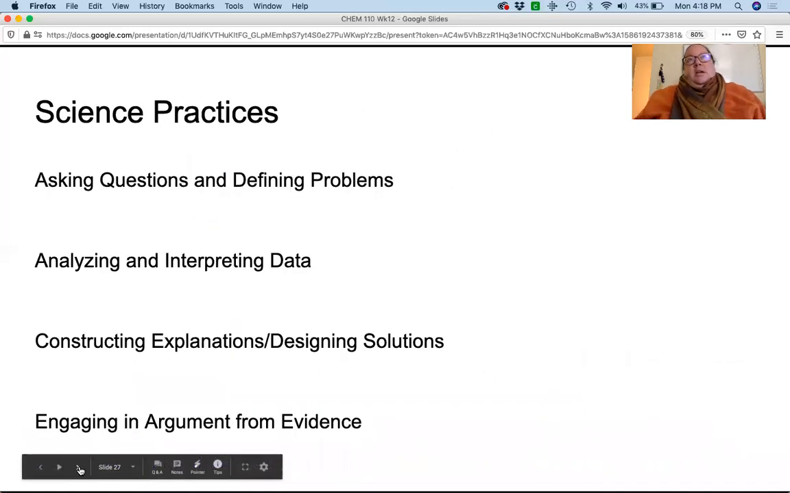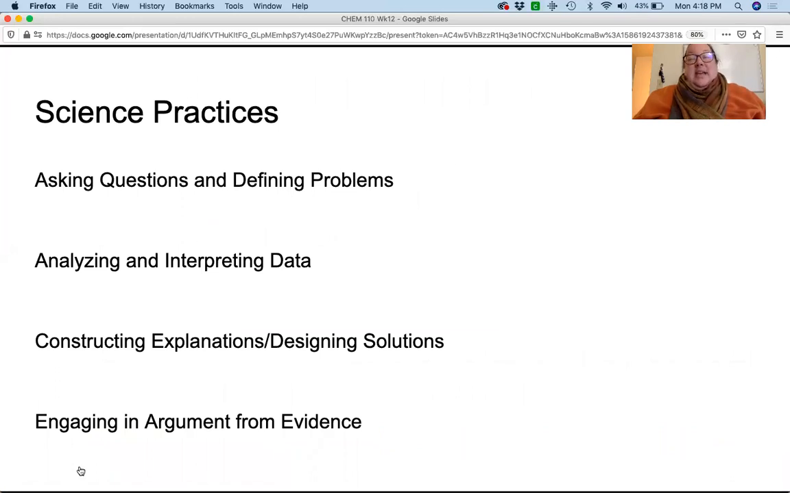So, as a reminder, there are 4 science practices that you are constantly engaging in and you will definitely be engaging in as you take exam 2. You're going to be asking questions and defining problems. You're going to be analyzing and interpreting data. You're going to be constructing explanations and designing solutions. And you're going to be engaging in argument from evidence. If you can do all of those things well, then you're going to do a great job on exam 2.